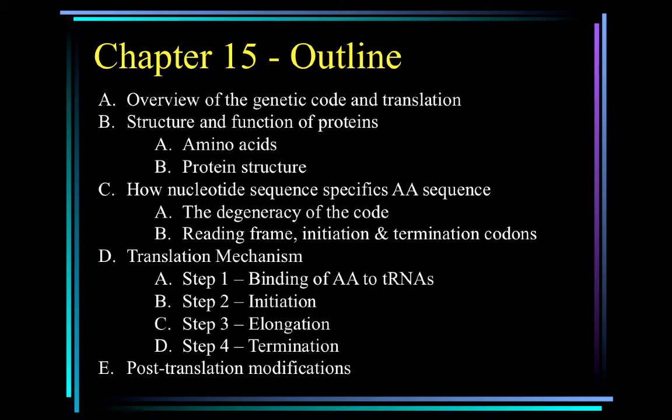So there's quite a bit of information associated with chapter 15. I've got it broken down in about 5 main sections. So first of all, we're going to just do a brief overview of why translation is so important. Then we'll get into the structure and function of amino acids, how amino acids are created based on the nucleotide sequence. Then we'll get into the mechanism of transcription, followed by some of the modifications that can actually affect the protein expression.